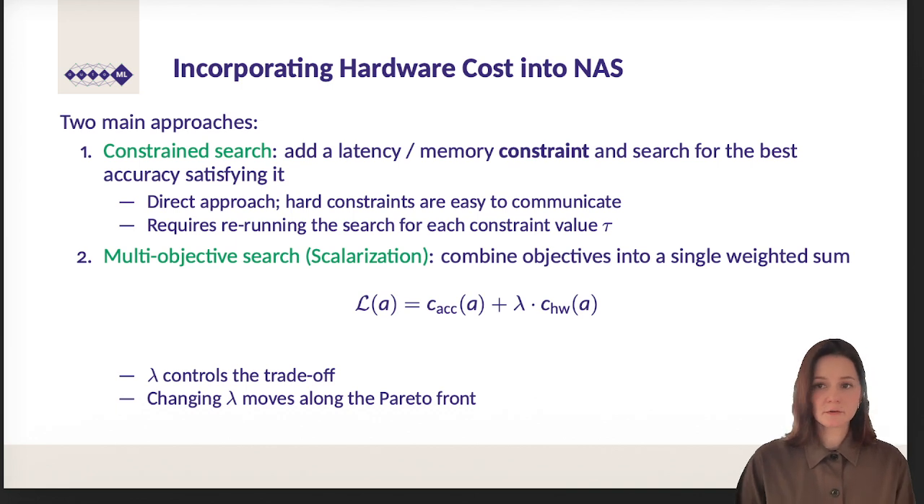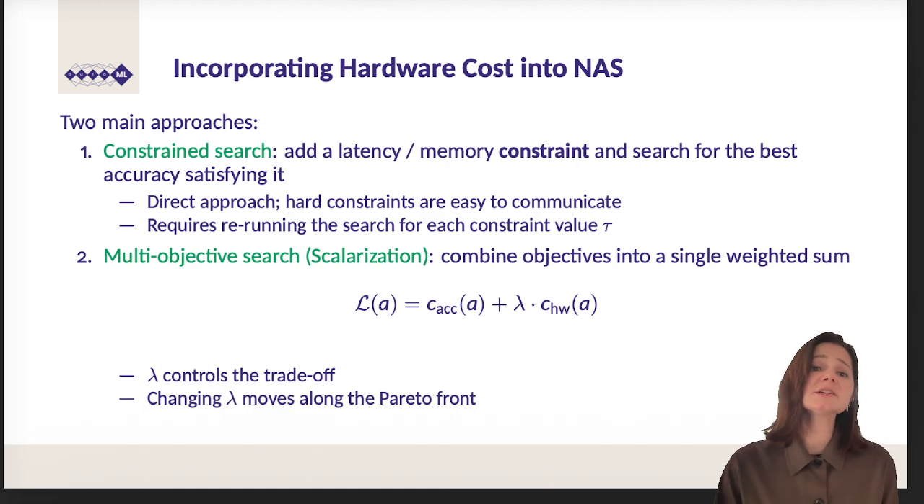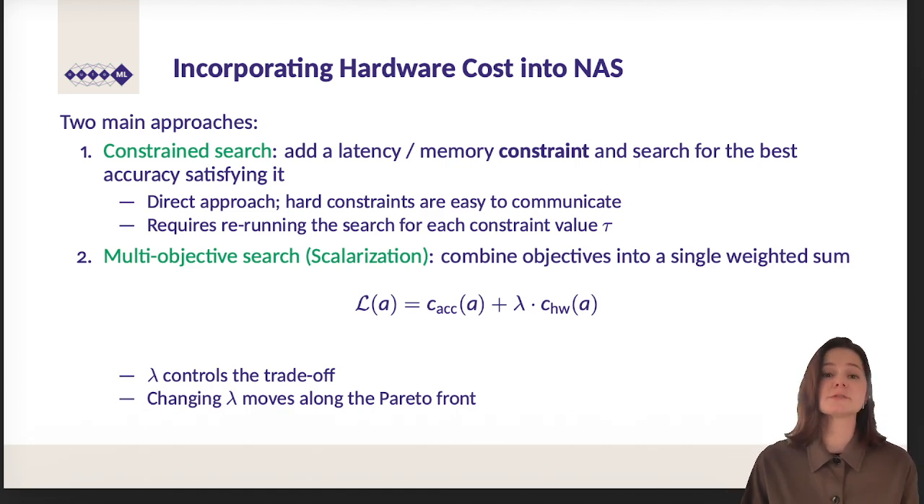If I want to have a complete joint optimization where both things are important to me, high accuracy as well as, for example, a low latency, I have to set lambda to 1, for example. And changing lambda moves along the Pareto front of this multi-objective search.